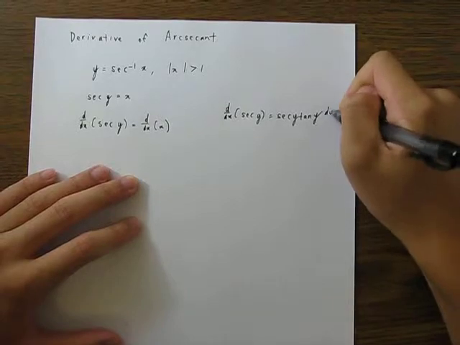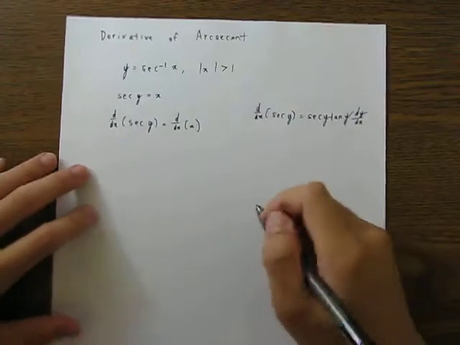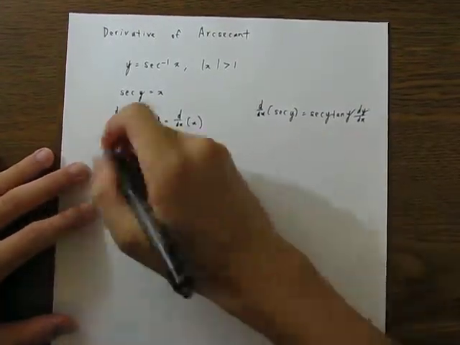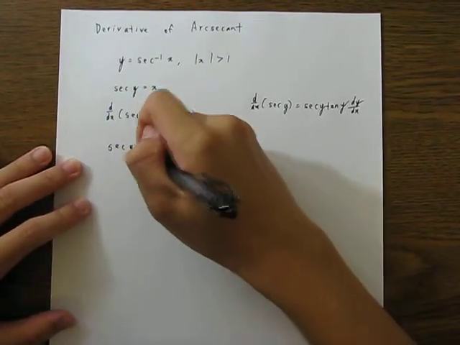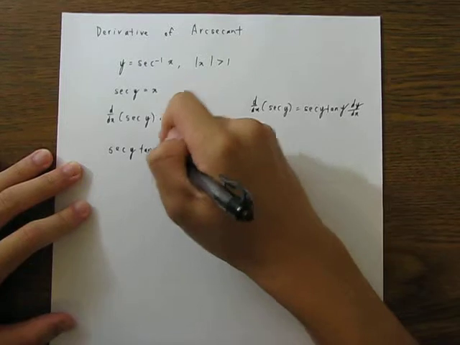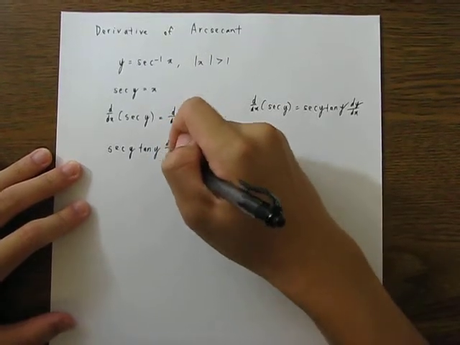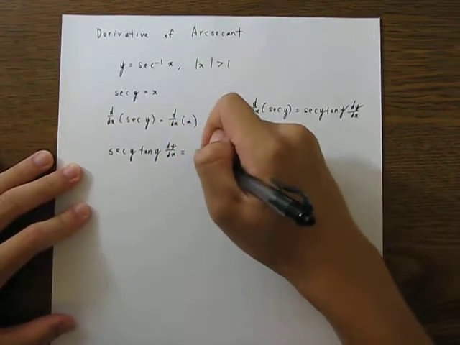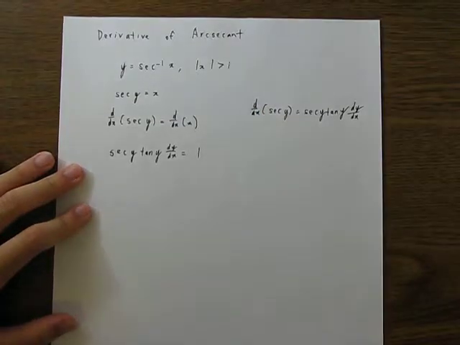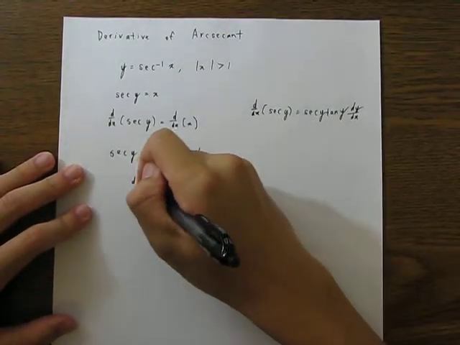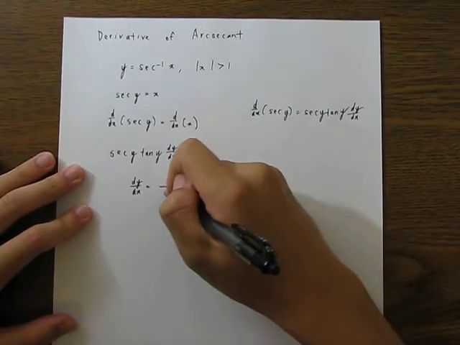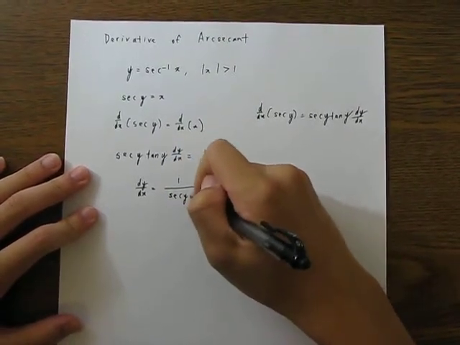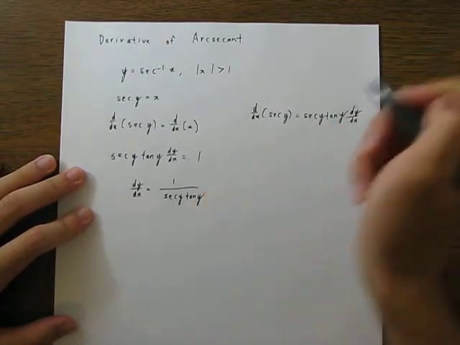And of course, there's a dy/dx attached. So right now we have secant y tangent of y dy/dx equal to 1. So what are we going to do? We're going to find dy/dx. dy/dx equals 1 over secant of y tan of y.